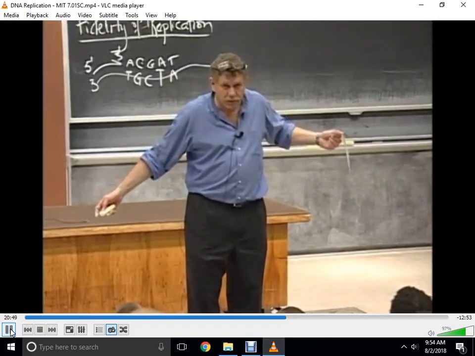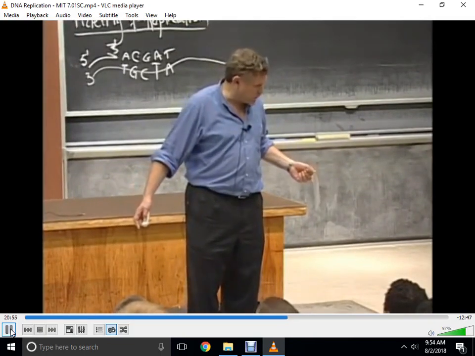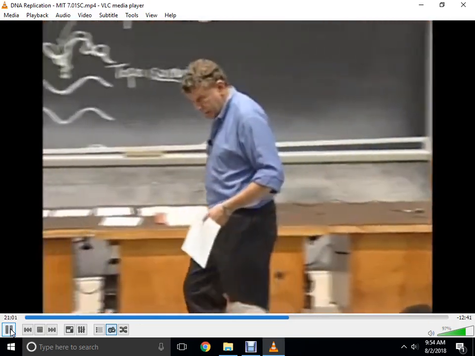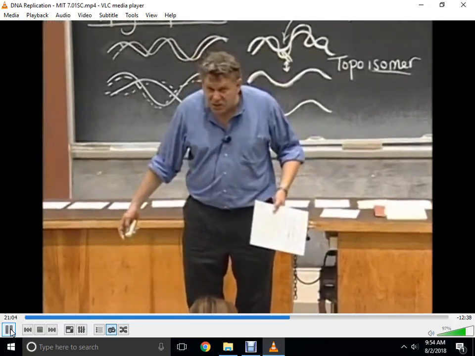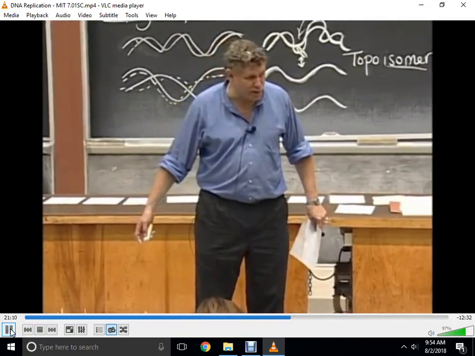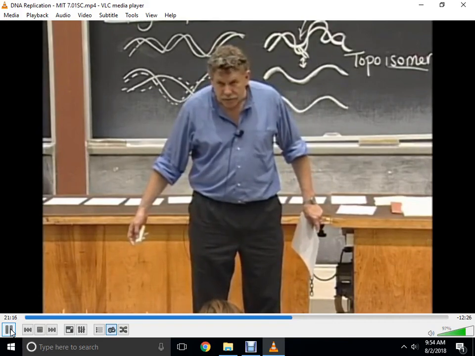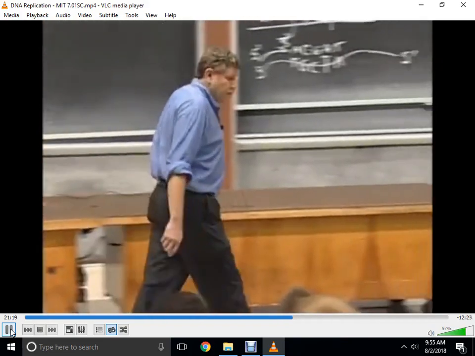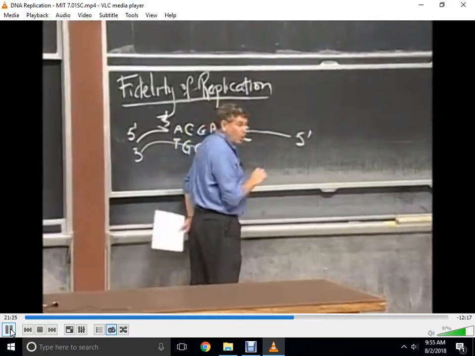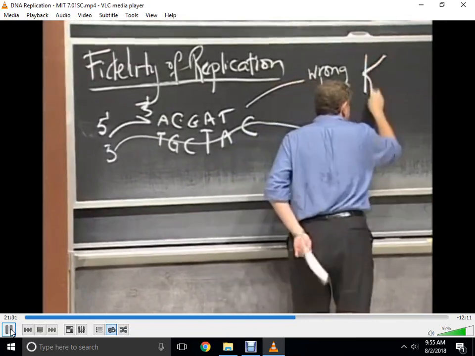How favored is it for the wrong base to go in? It's not impossible. It's just disfavored because it's energetically less good. It turns out that there is an equilibrium constant for putting in the wrong base. K equilibrium is about 10 to the third for the right base, 10 to the minus third for the wrong base. Thank goodness. It's only one time in 1,000 that it puts in the wrong base.